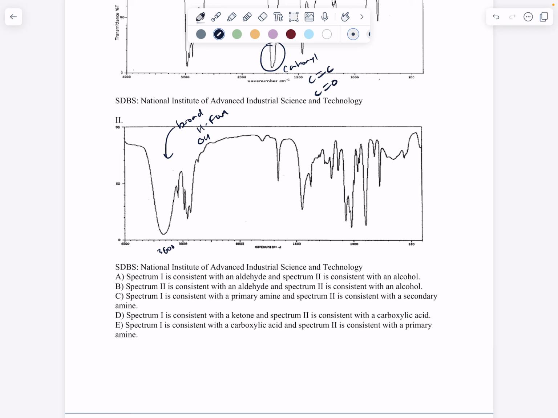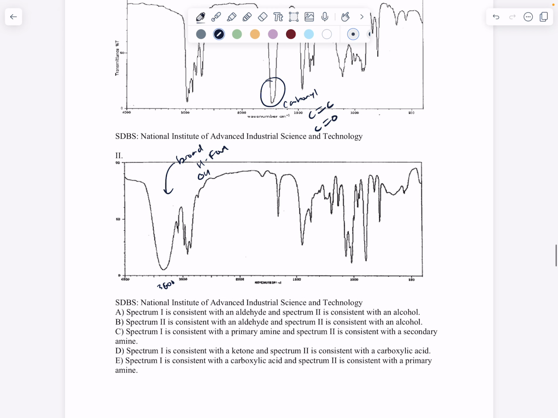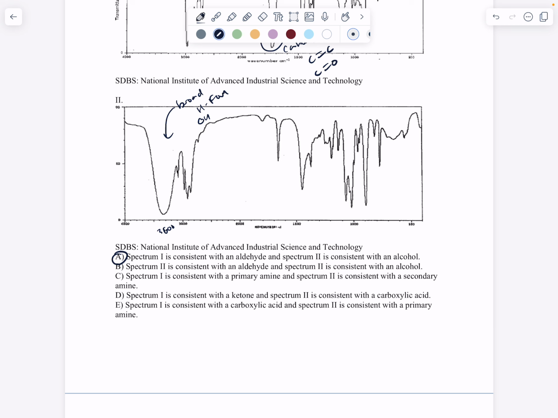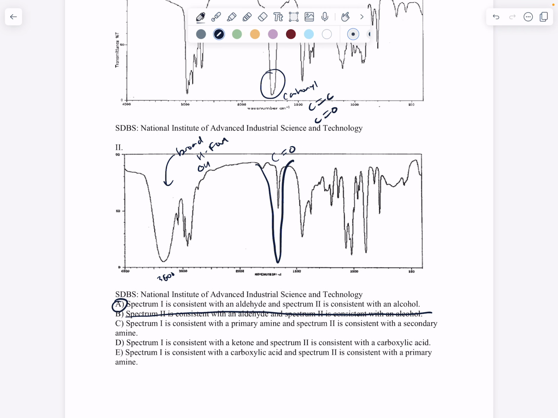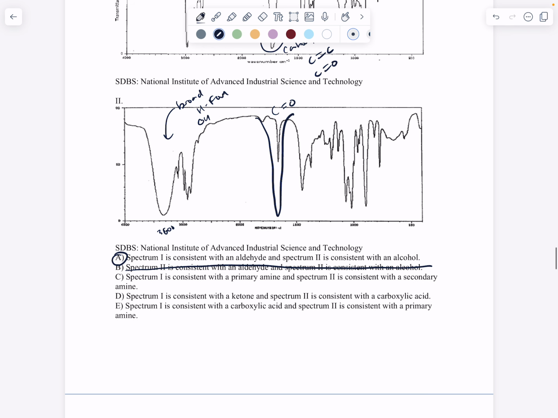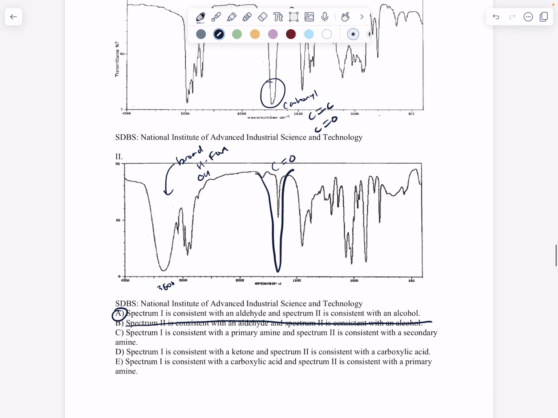Okay. Spectrum 1 is consistent with an aldehyde, and spectrum 2 is consistent with an alcohol. I think that's true. Spectrum 2 is consistent with an aldehyde. I don't see that being true because there's no big, super deep peak right around here. So I'm going to say no, that's probably not true, based just on the absence of the carbonyl peak. Spectrum 1 is consistent with a primary amine, and spectrum 2 is consistent with a secondary amine. Spectrum 2 has some hydrogen bonding, H with FON. Spectrum 1, though, doesn't. And so just based on spectrum 1 not having that, I'm eliminating this one.